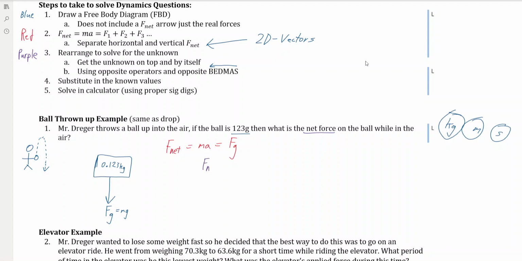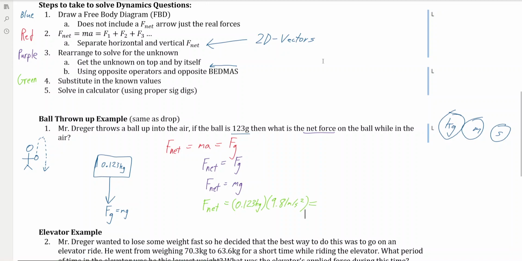So in this case, we don't even need the ma part. Normally we do, but in this case we don't. So F-net equals Fg. And we could also say F-net equals mg, because Fg is mg. Okay, and then substitute in the known values. So this is F-net equals, and then m is 0.123 kilograms. Gravity is 9.81 meters per second squared.